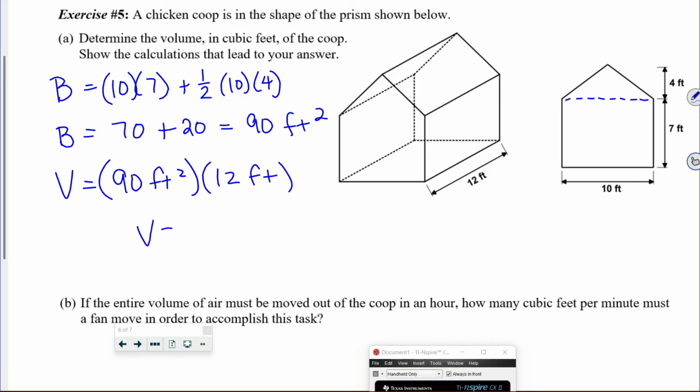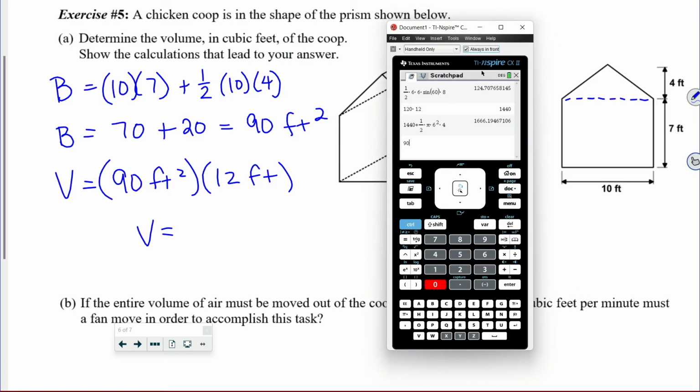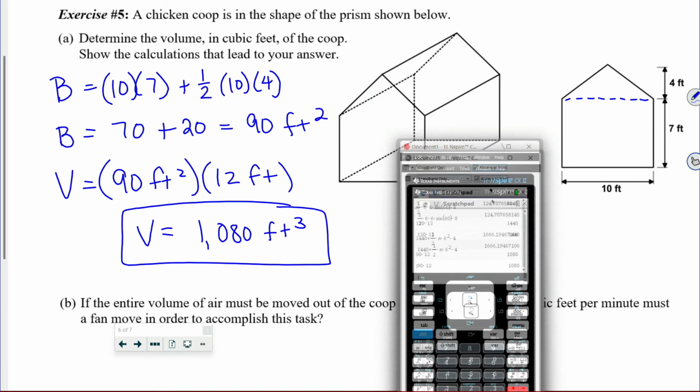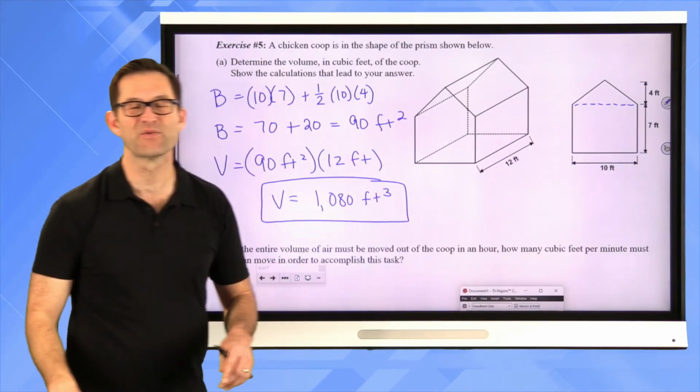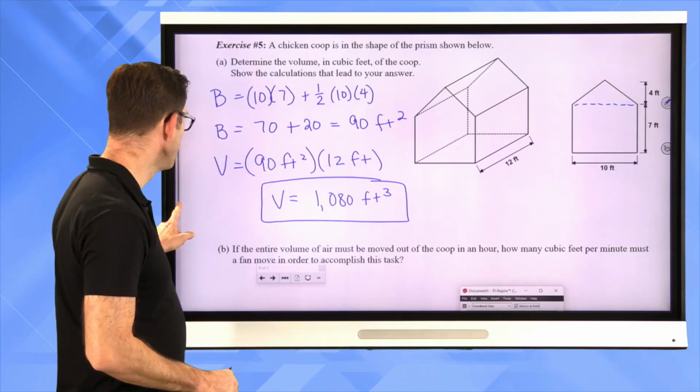That's going to give me cubic feet, and specifically, let's take a look. 90, not 90 plus, but 90 times 12, and that's going to be 1,080 cubic feet. Excellent. Nice. We don't need to round anything. There's no pi involved. Awesome.